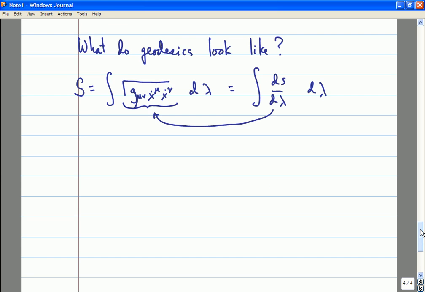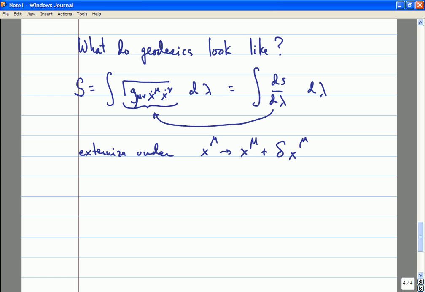Now, what I would like to do is write down the second order differential equation that x mu of lambda must obey in order to be a geodesic. And how do I do that? Well, I just treat this as a variational problem. I view S as a functional of the paths, and then I extremize under the infinitesimal variation where x mu goes to x mu plus delta x mu.